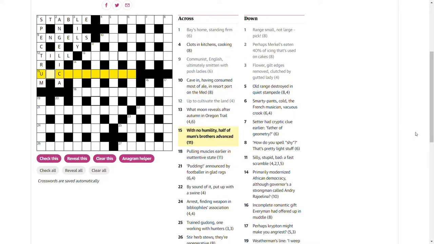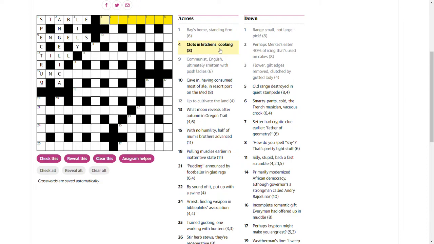With no humility, half of mum's brothers advanced. Well, that's got to be something to do with uncles, looking at the letters we've got. Yes. Can't think what that is. Uncouthness or uncivilized or something. So that's the only letter we got in the grid that helps at the minute.